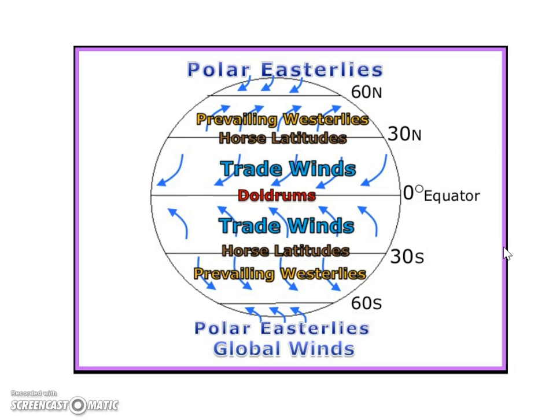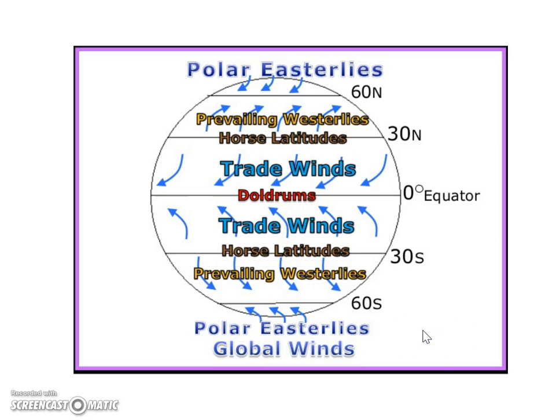Alright, so here's another look at a diagram of these global winds and the directions that they go. You will need to know the directions that they go. Your trade winds are going to go from east to west. Your prevailing westerlies are going to go from west to east. And your polar easterlies are also going to go from east to west.